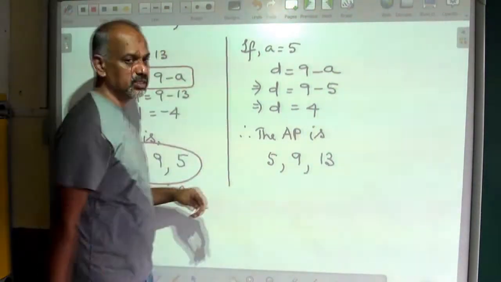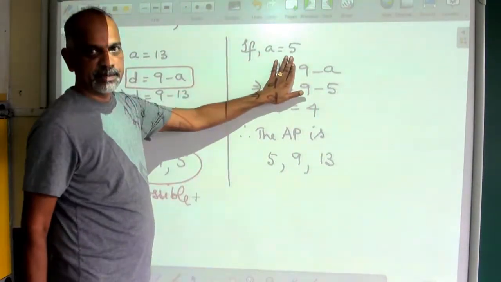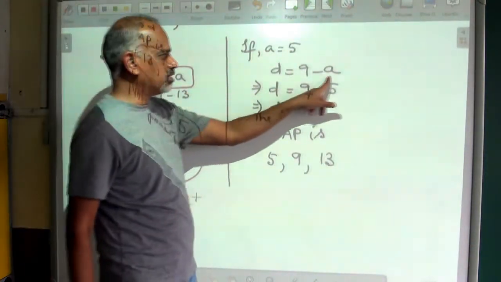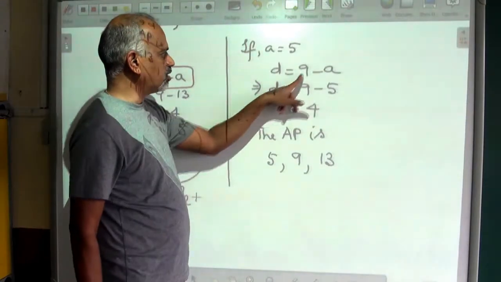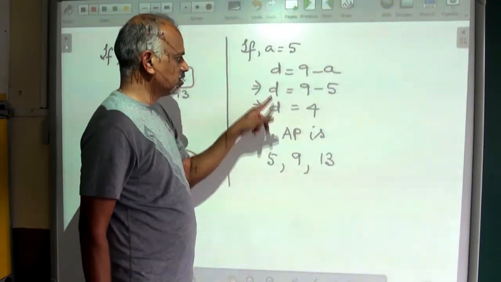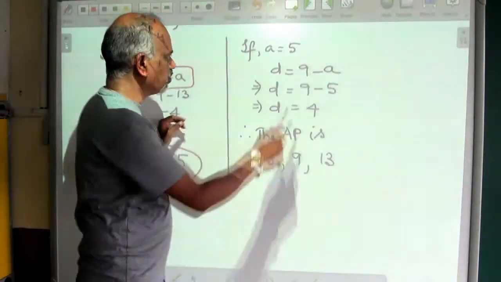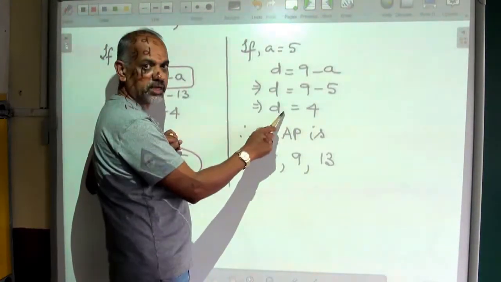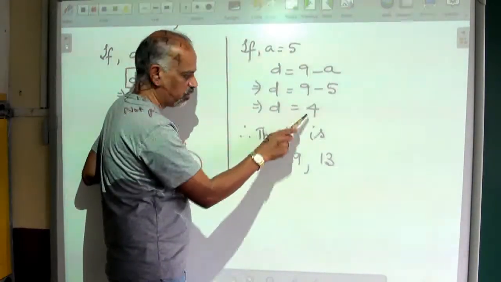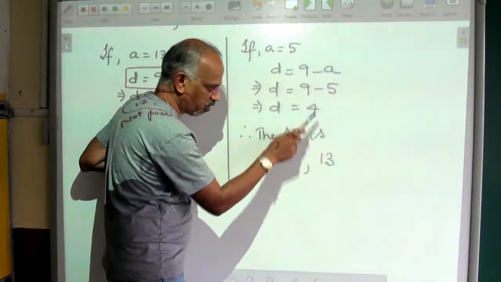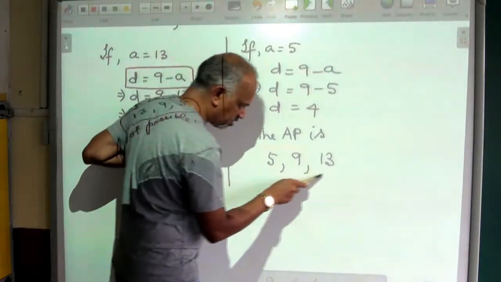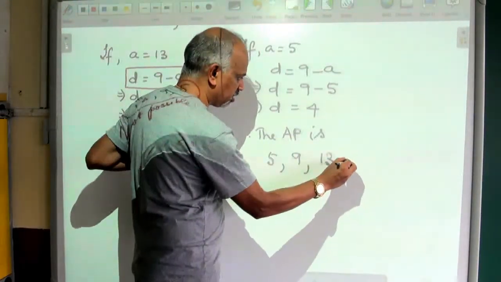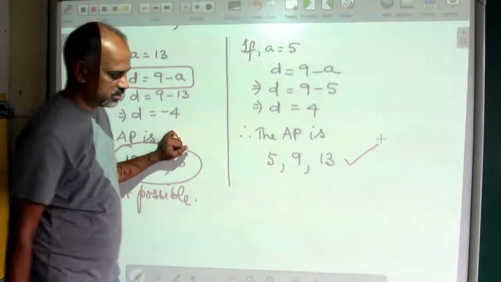Let's see with the other value. The other value of A was 5. So if A is 5, according to this, D is equal to 9 minus A. So D is equal to 9 minus 5, so D is 4. So you know the first term is 5. Therefore the AP is, first term is 5. Then you keep adding the D value. 5 plus 4 gives you 9. 9 plus 4 gives you 13. Check and see whether this is in increasing order. It is in increasing order. So this is the AP that is required.